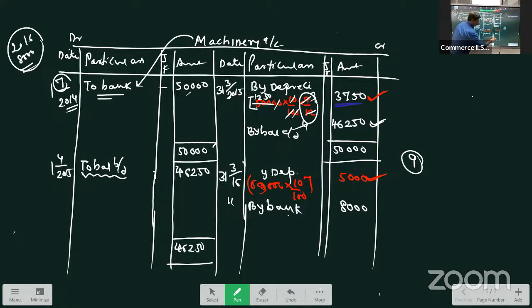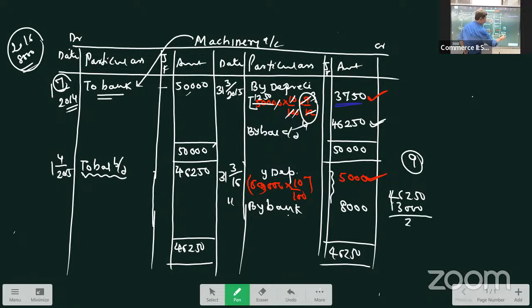46,250. And what do we have on the credit side? It is 5,000 and 8,000, 13,000. On the debit side 46,250, and on the credit side we have 13,000. Deduct it. 33,250 is the balancing figure we are getting.